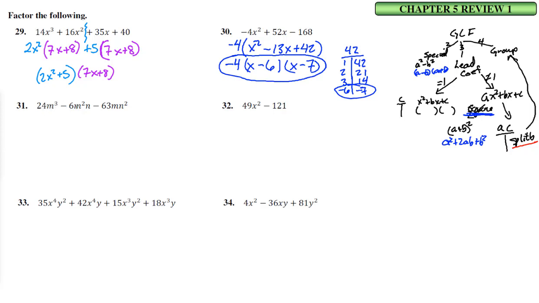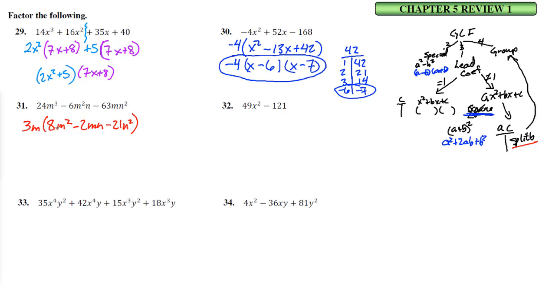24m cubed minus 6m squared n minus 63mn squared. Looks like at least an m will come out of everything. Is there anything else? What about in 24, 6, and 63? Again, we're looking for the greatest common factor first. Looks like at least a 3 can come out of everything, 3m. So we're left with 8m squared minus 2mn minus 21n squared. There we are, n squared.